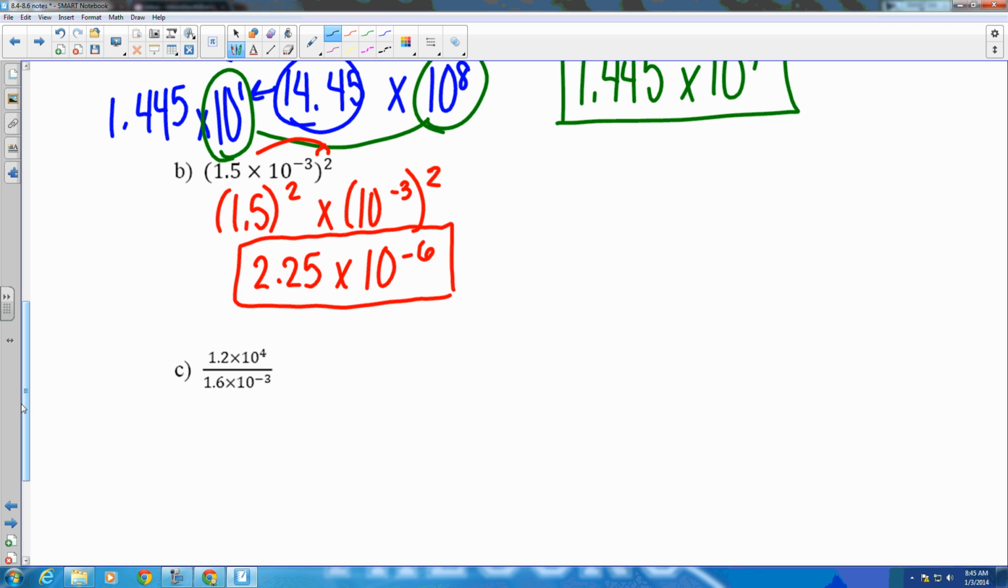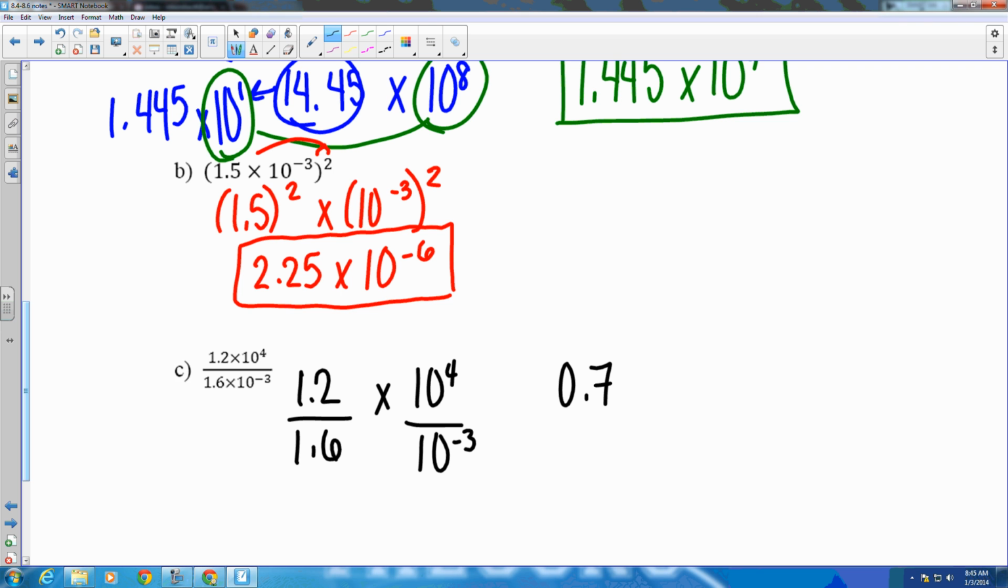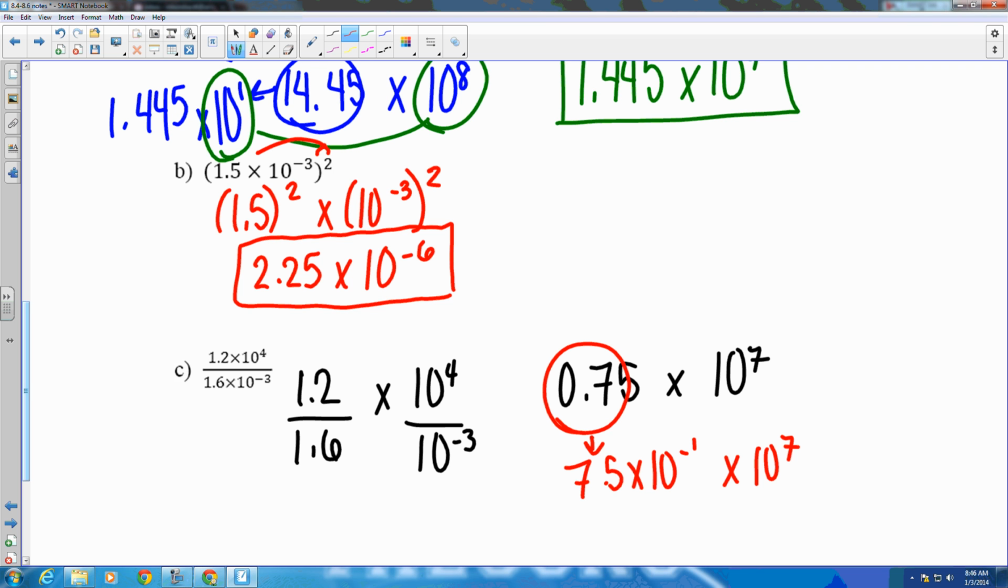Part C, we need to divide the two numbers and the two numbers with the exponents separately. So 1.2 divided by 1.6 is 0.75, and this is 10 to the 7th. But our 0.75 is not between 1 and 10, so we have to change that. That is 7.5 times 10 to the negative 1 times 10 to the 7th. So combining those two numbers, we have 7.5 times 10 to the 6th. That's our final answer.